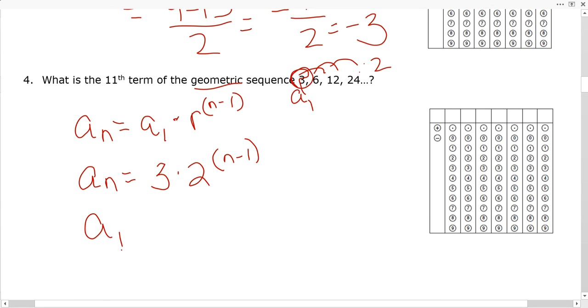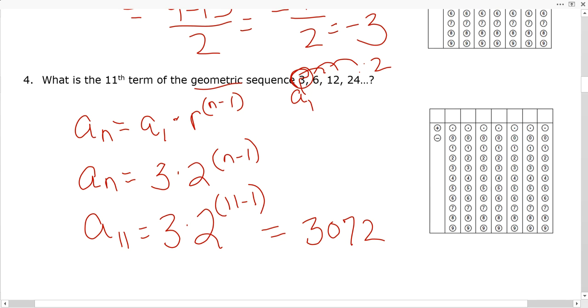Since we're doing 11, we have a at 11 equals 3 times 2 to the 11 minus 1, which is 10. When you multiply 2 to the 10th power and then multiply by 3, you have 3072. So you can bubble in your positive. You don't have to. You can put your 3072 at either side. I'm going to do this side just so you can see. 3072.